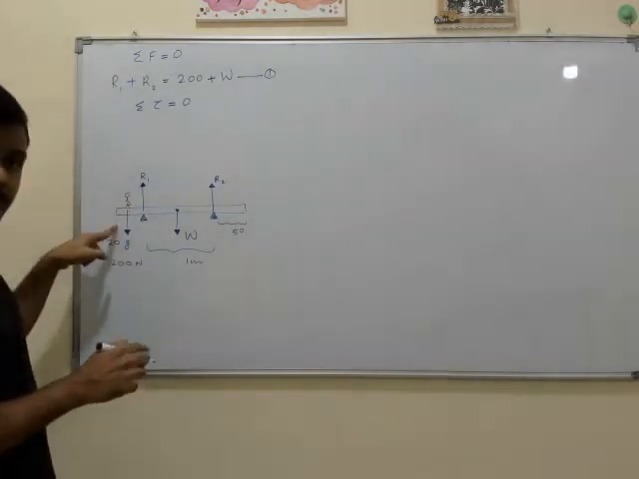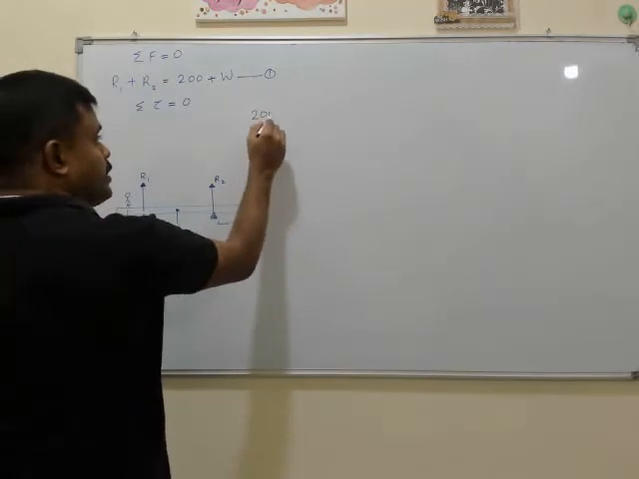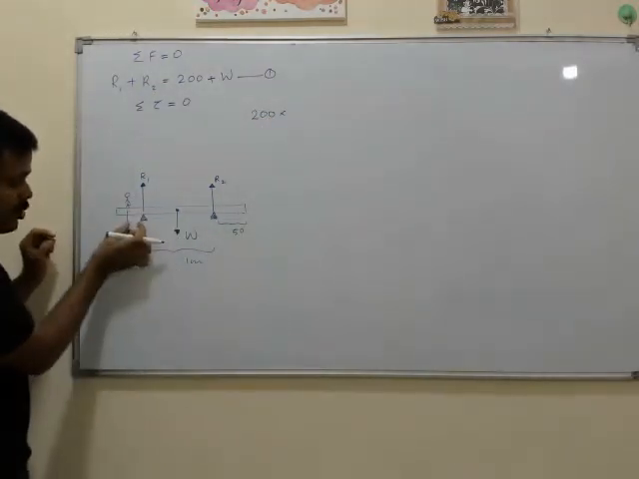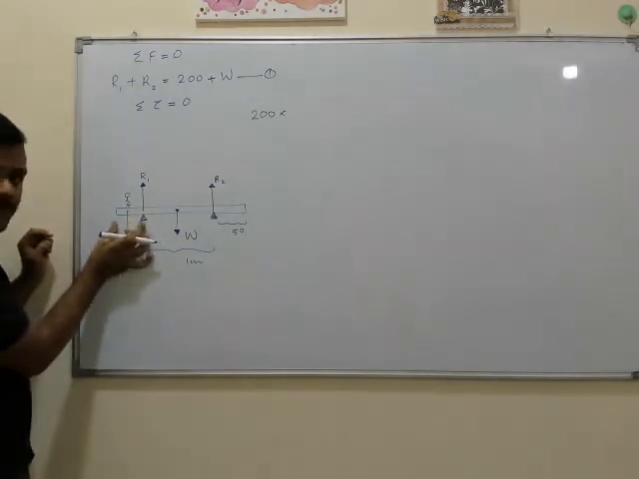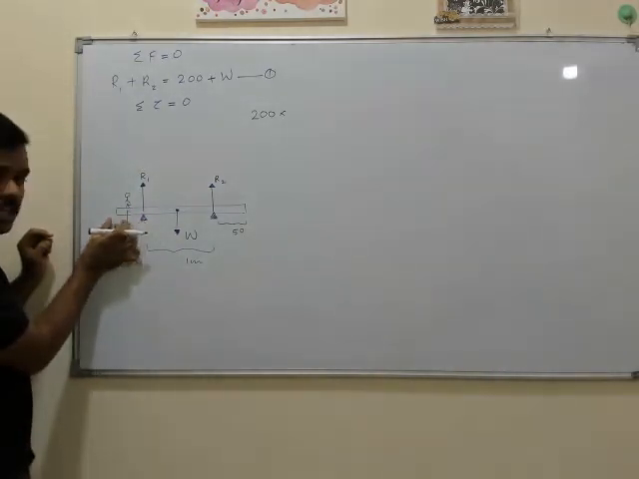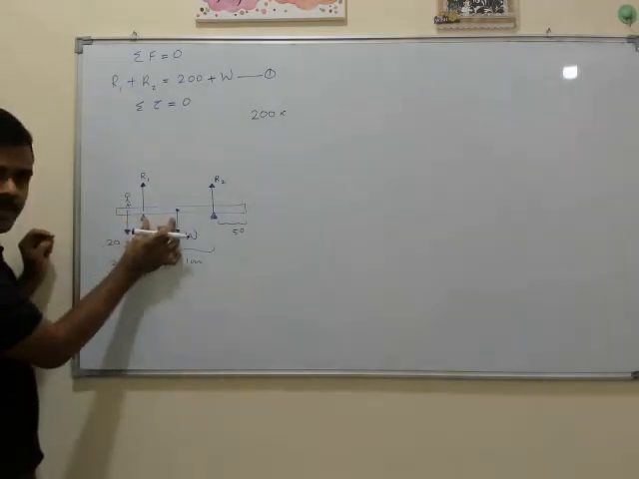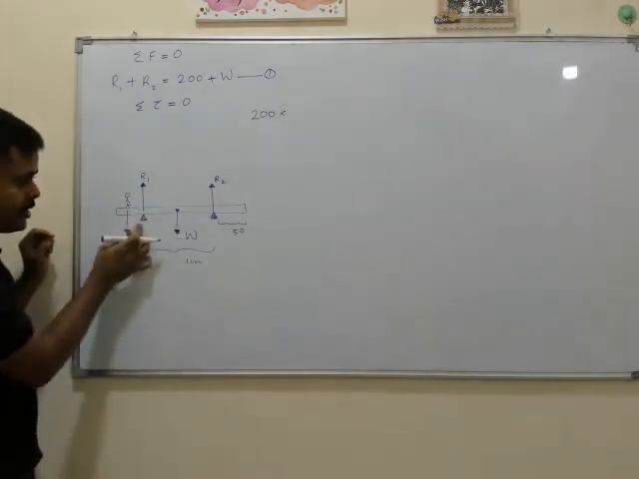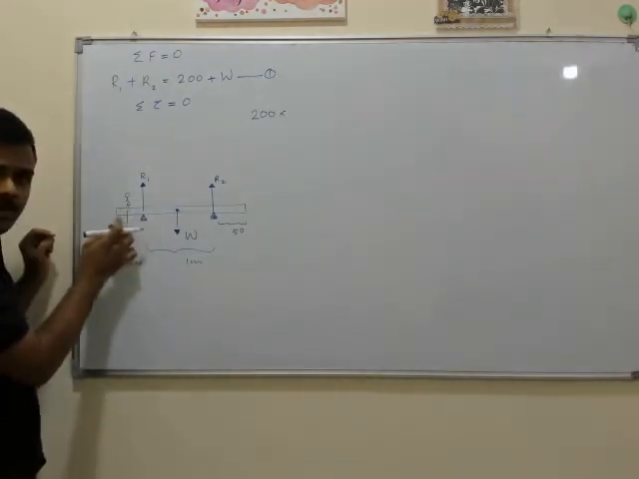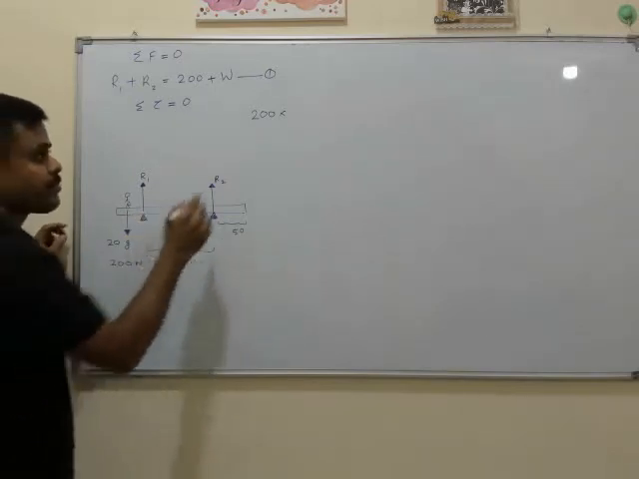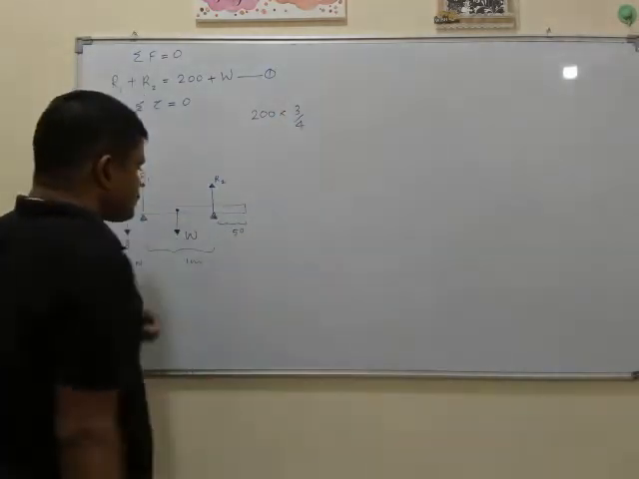The weight is 200 into the distance. Distance is what? This is a quarter of a meter. This is half a meter, but they say she is at 25 centimeters, then this must be 25. And this is 50 centimeters. This is 25 centimeters, right? She is standing in the middle of this extended section. So 25 centimeters and 50 centimeters, 75 centimeters. That is 3 by 4.